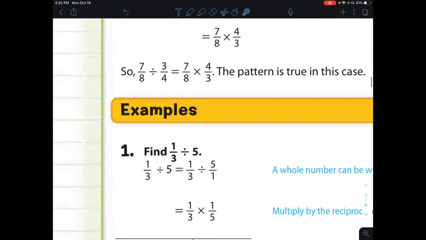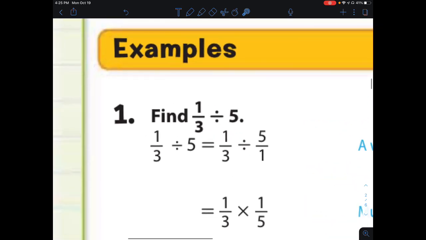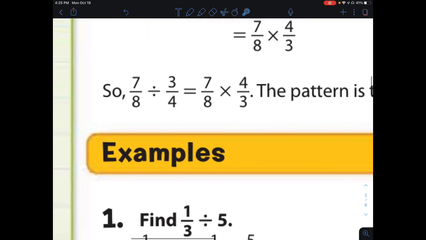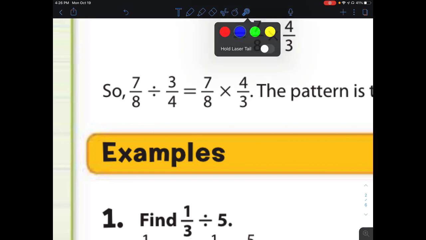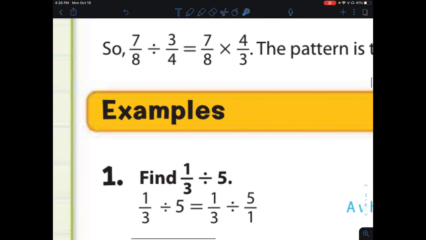Let's look at example number 1 and see how that works. You have 1/3 divided by 5. Again, we don't change 1/3, so it stays the same. We change division into multiplication, and then we get the reciprocal of 5, which is 1 over 5. So 1/3 divided by 5 is changed into 1/3 divided by 5 over 1. We just put a denominator there.